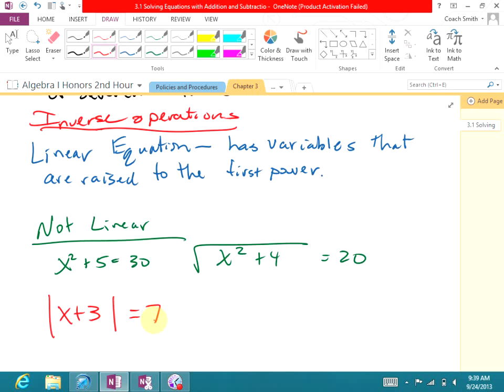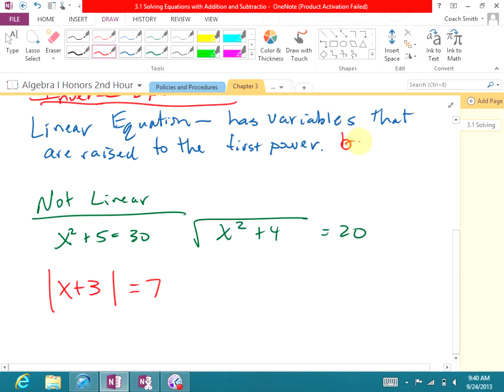When you have a linear equation, you're going to have exactly one solution. Linear equations have exactly one solution. These others that are not linear are going to have multiple solutions. So just a side note there, but we need to know the two different types of equations. All right, now let's look at some examples.